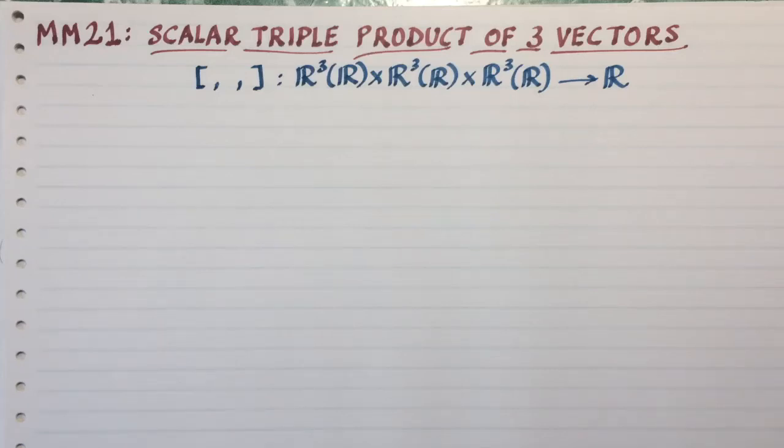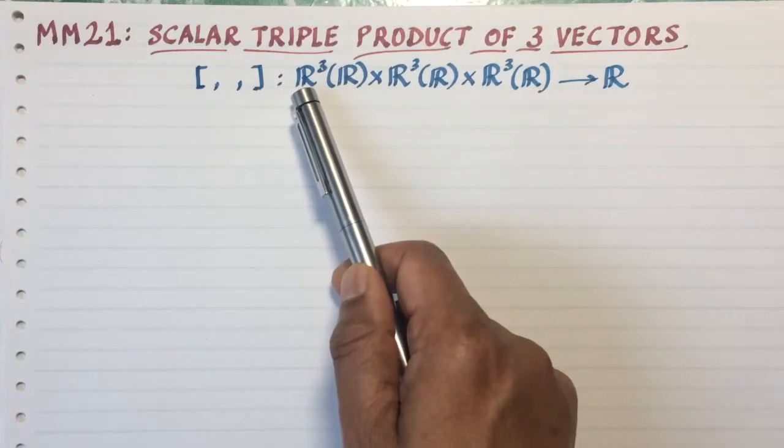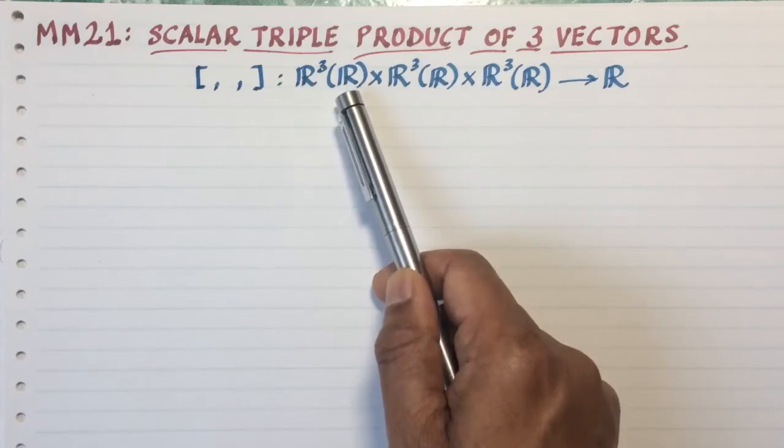Let us discuss the scalar triple product of three vectors. So suppose you had three vectors, each living in three-dimensional space. That's what R3 means here, with coefficients that multiply the vector to increase or decrease its length coming from real numbers. That's what the parenthesis means.